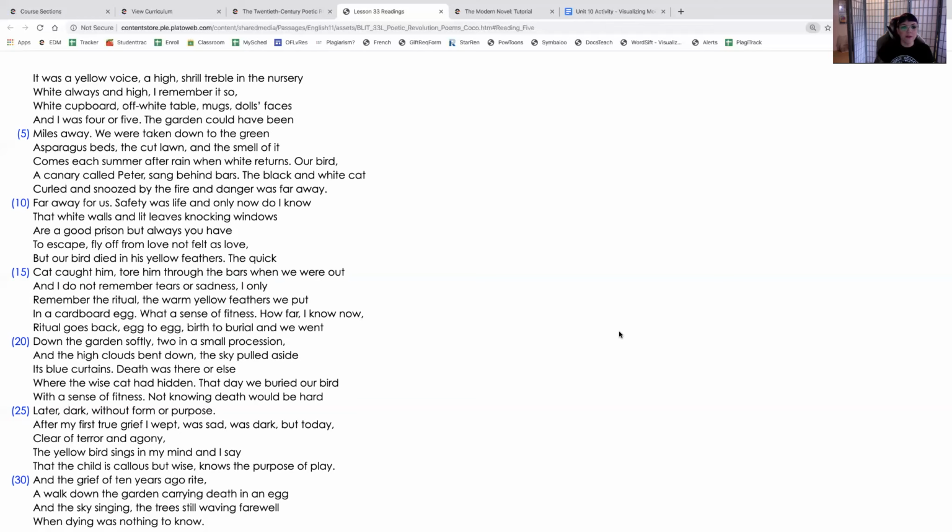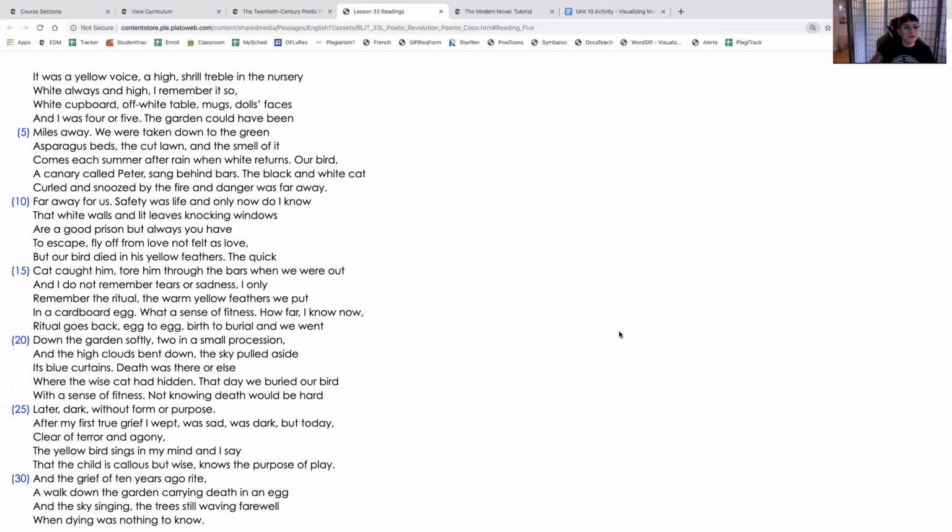That day we buried our bird with a sense of fitness, not knowing death would be hard later, dark, without form or purpose. After my first true grief, I wept, was sad, was dark, but today, clear of terror and agony, the yellow bird sings in my mind, and I say that the child is callous but wise, knows the purpose of play. And the grief of 10 years ago right. I walk down the garden carrying death in an egg and the sky singing, the trees still waving farewell, when dying was nothing to know.